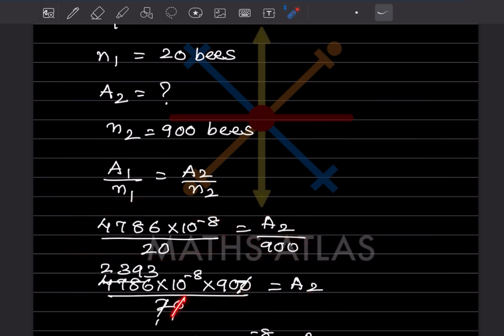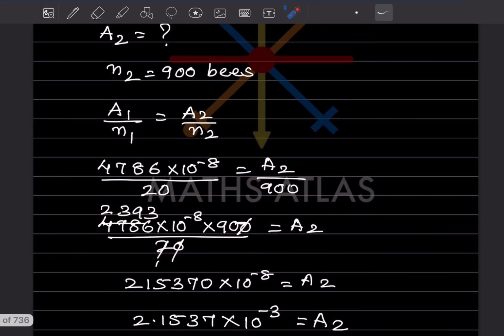So now this and this get cancelled. 2 ones are 2, 2, 3, 9, 3. And when you multiply this one, you get 215370, and this is 10 raised to minus 8, that is A2.